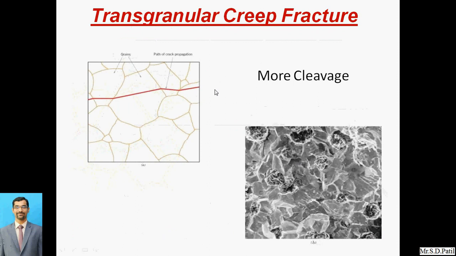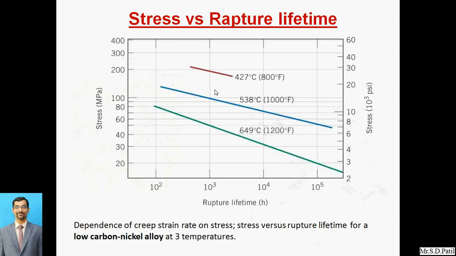Only the two, transgranular and intergranular. Now, what is the stress versus rupture lifetime? This is the general graph when we study the effect of creep. We have to study how much the stress is and how much the temperature is. For rupture lifetime, as the stress is increased, what is the effect of the temperature on that? That has been shown.